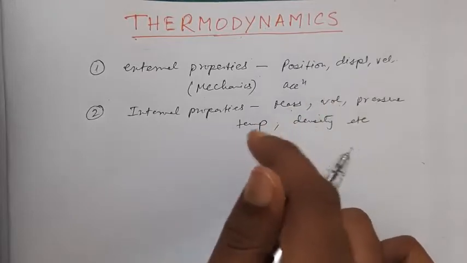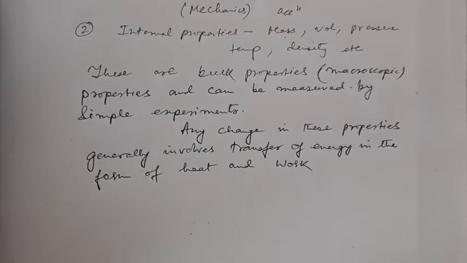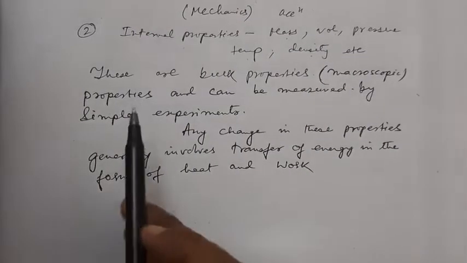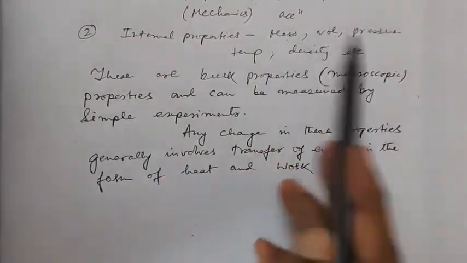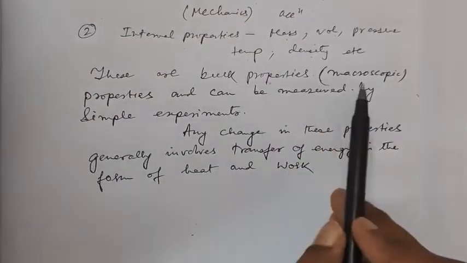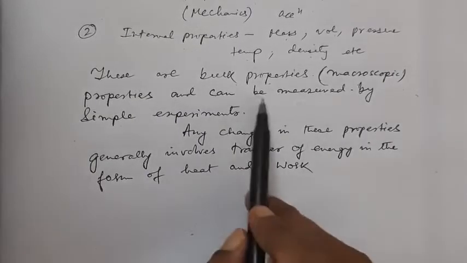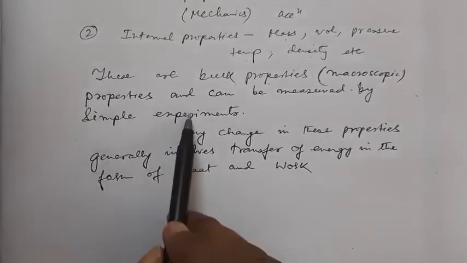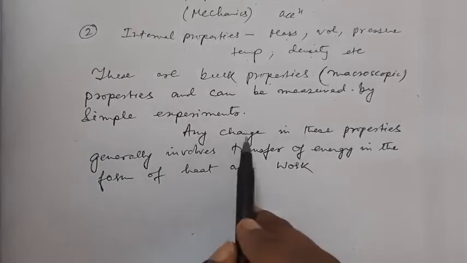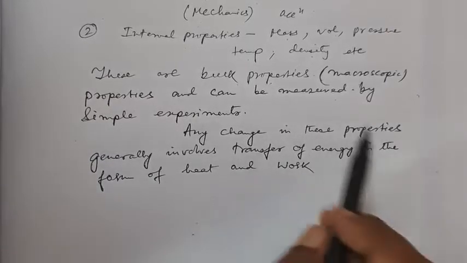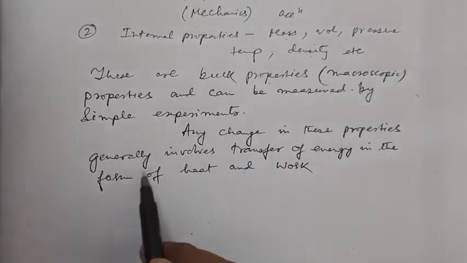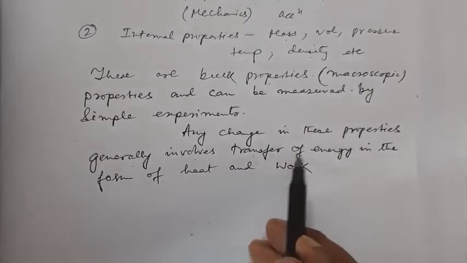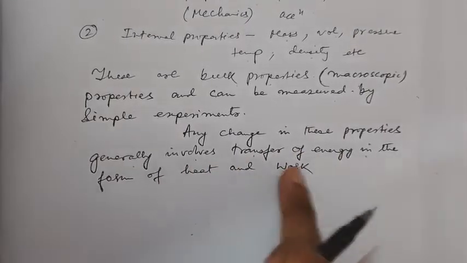So, I am going to write the sentence for you. I have written two lines here. These properties are called bulk properties or macroscopic properties, and can be measured by simple experiments. Any change in these properties, like mass, volume and pressure, generally involves transfer of energy in the form of heat and work.